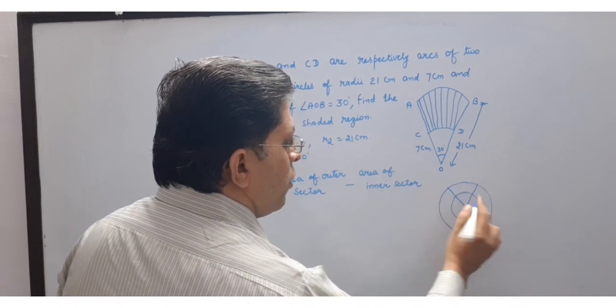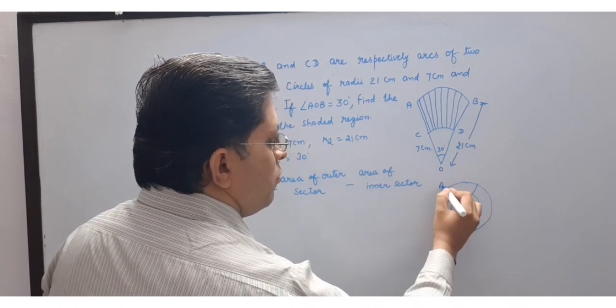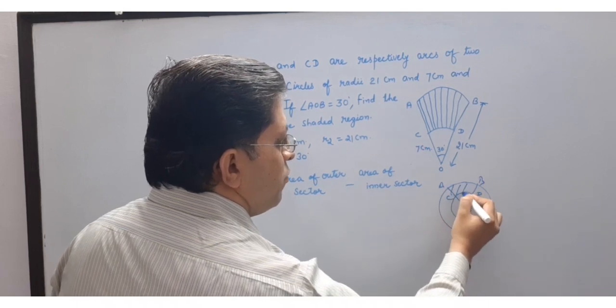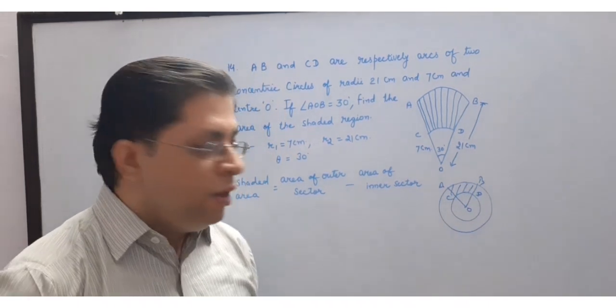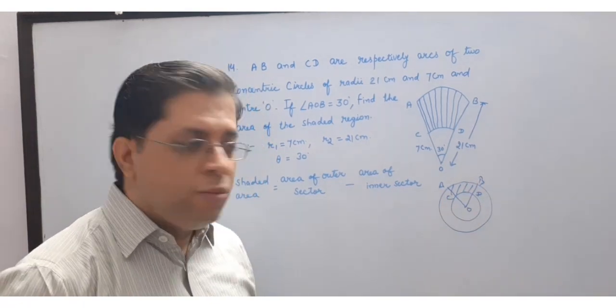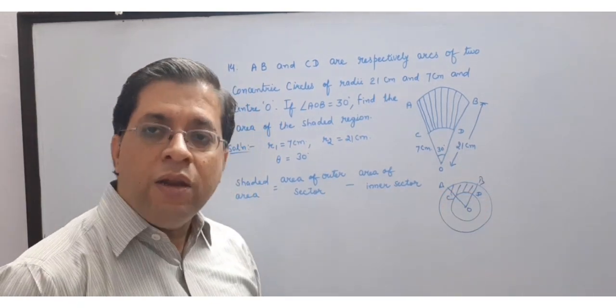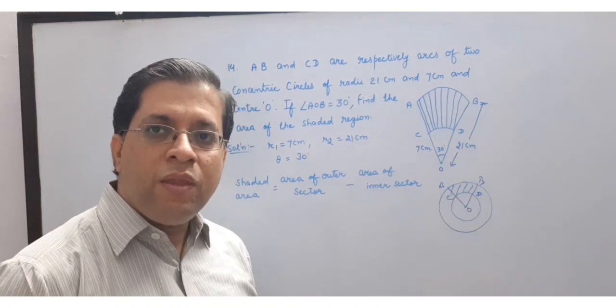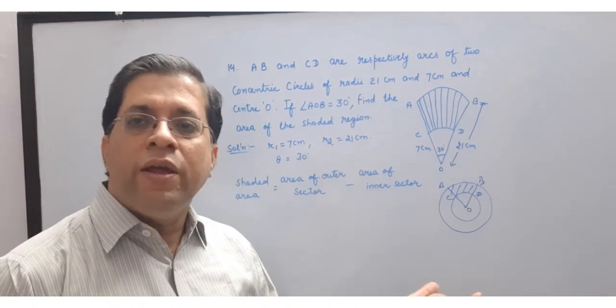This is only part of it. This is your AB, and this is CD. This you have to find. Actually, what is this? This is the sector, no? AOB is the outer sector, and this is your inner sector, COD. If we subtract it, you will get the shaded area.